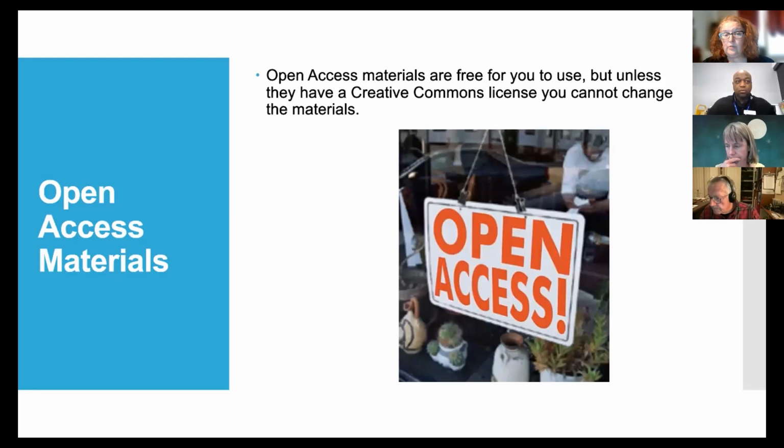Open access materials are free for you to use, but unless they have a Creative Commons license, you can't change the materials. So you can go on to Google Scholar or the Directory of Open Access Journals and find articles or images that are open access, but depending on which license, you won't be able to modify that article or material unless it has the Creative Commons license. Just because it says open access doesn't mean it's Creative Commons, or that you're free to modify that work.